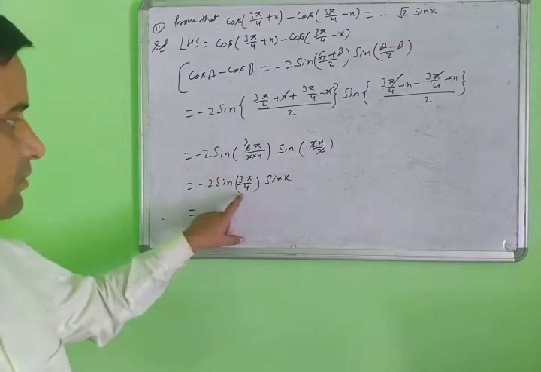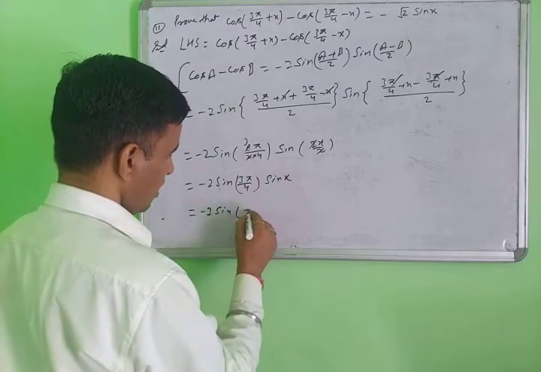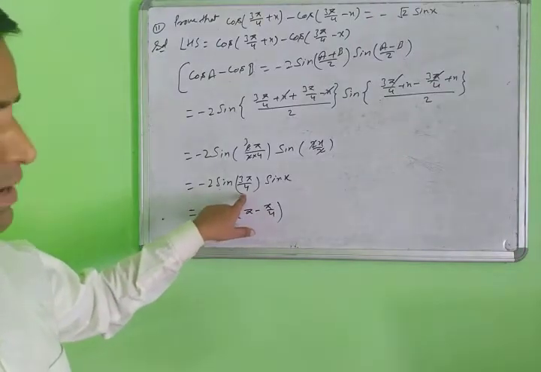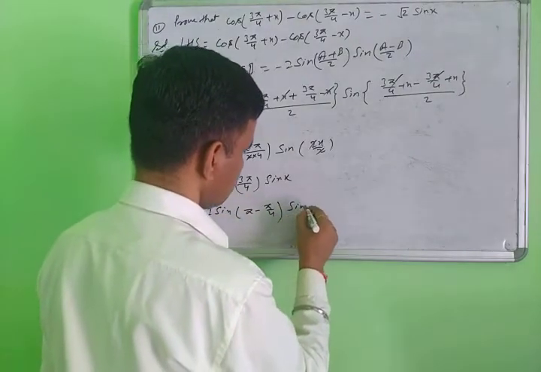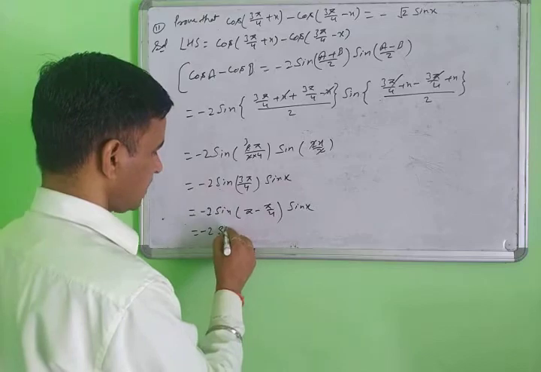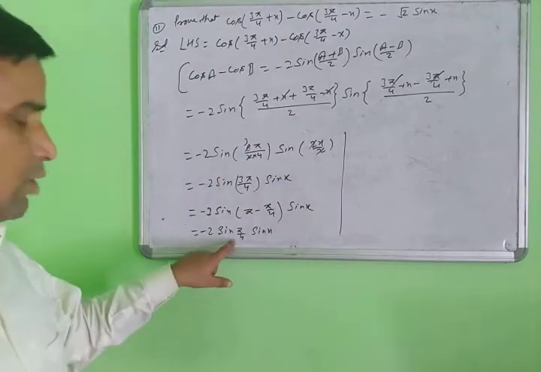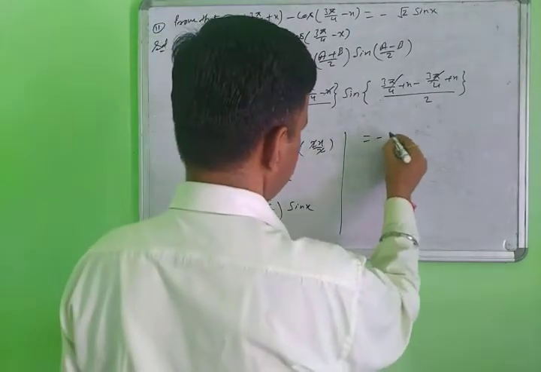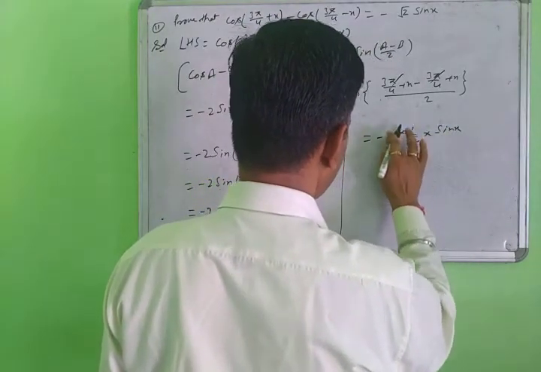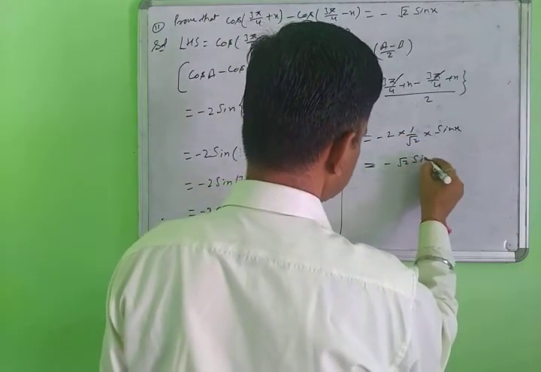And this angle 3 pi by 4 is more than pi by 2, so you convert it: 2 sin(pi minus pi by 4). When you convert pi minus pi by 4, it comes to 3 pi by 4. The sin x is the same here. What will it become? Minus 2, and sin(180 minus theta) is sin theta, and this is sin x. What is the value of sin pi by 4? 1 by root 2. So here minus 2 into 1 by root 2 into sin x. And this will cancel here, giving minus root 2 sin x.